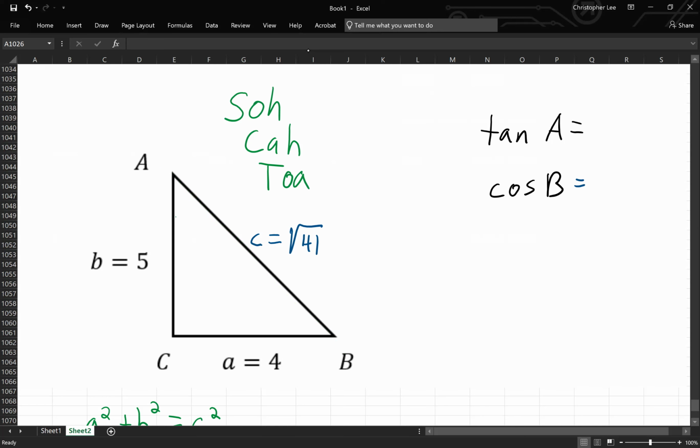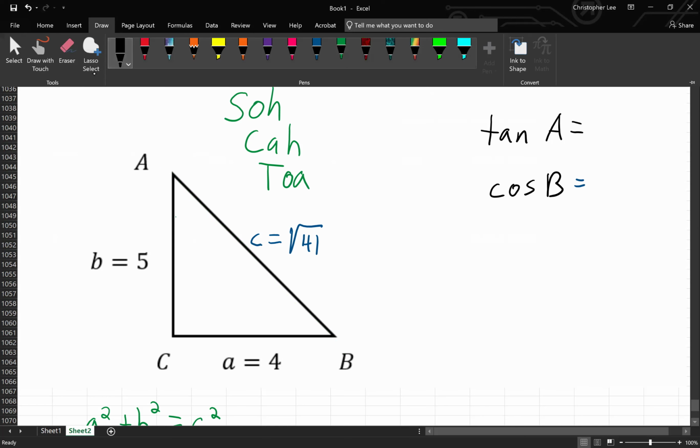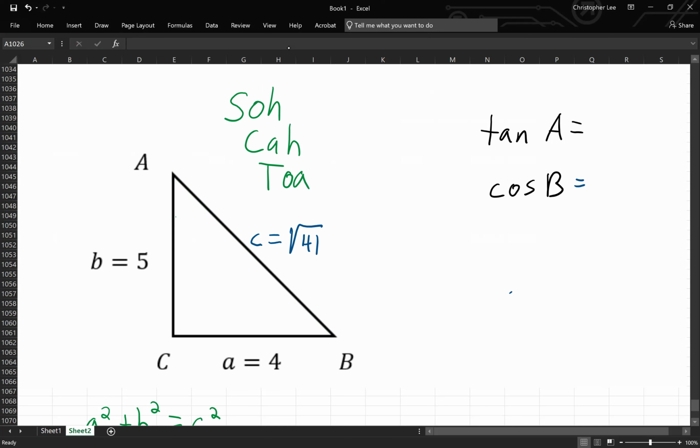They want to know for tan of A, right? Let me do some blue. Tan of A, what is the answer? Tan, we know, is opposite over adjacent, so what would you say it is? 4 over 5, good. 100, right there. What about cosine of B? A little bit harder. Cosine of B.